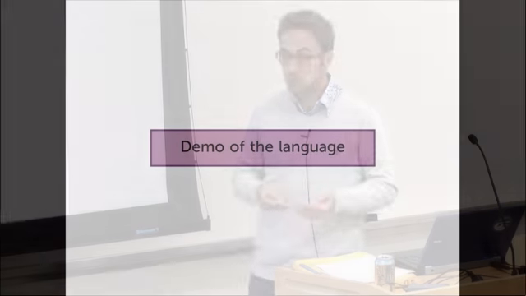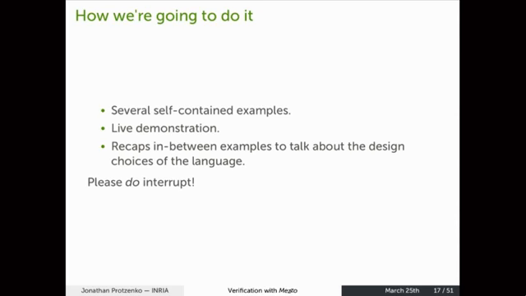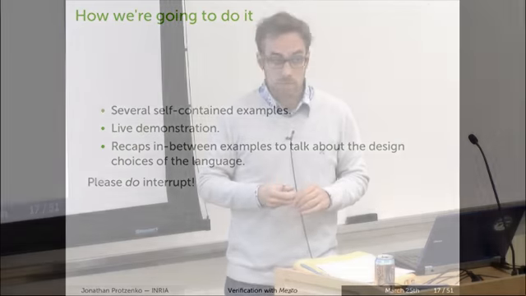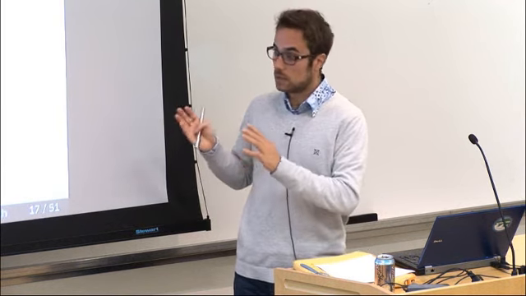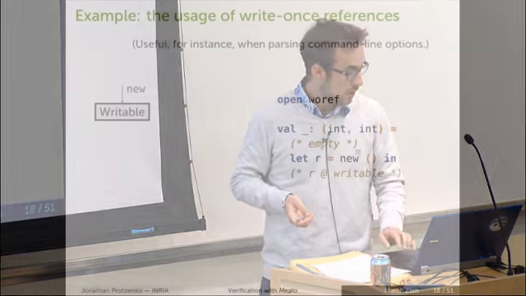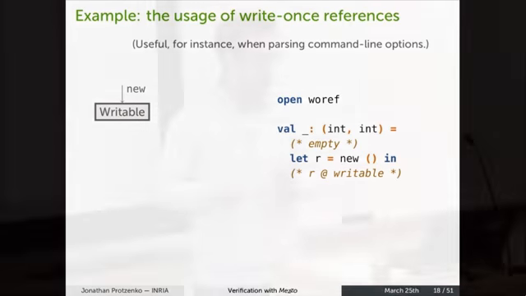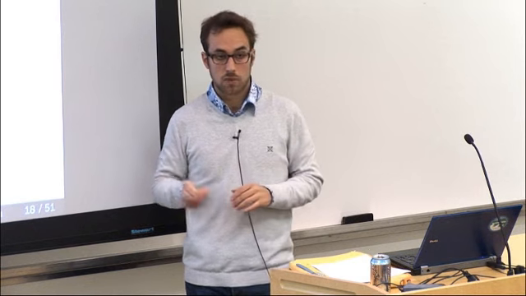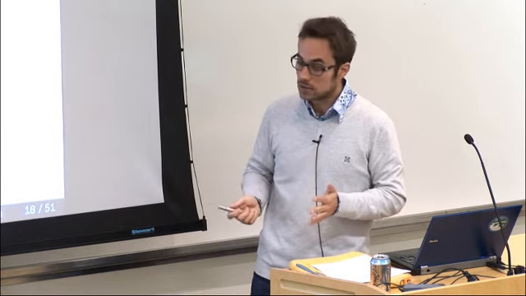I'm going to directly jump into some demos. There's going to be several self-contained examples. I'm going to switch back and forth between Mezzo and this presentation, and I'm going to do some quick recaps. So if anything, the syntax or what I say is unclear, please do interrupt me. I'm going to start with a usage protocol, which I call the write once references. Say you're parsing your command line options. You have some uninitialized memory. You're going to initialize it once, and never again are you going to modify it. And say you want to encode that in the type system.